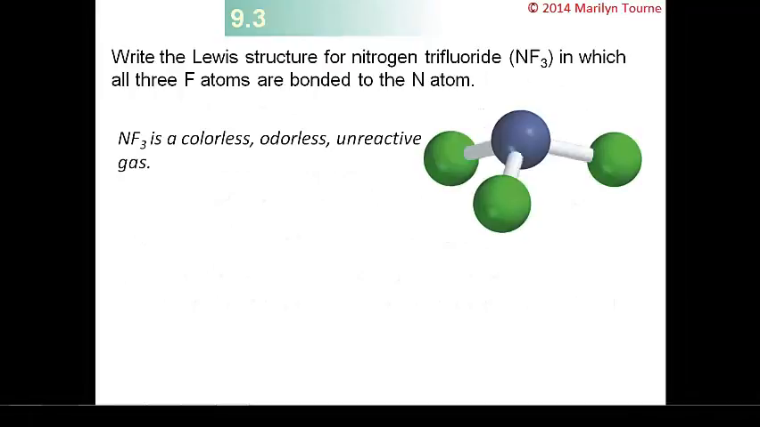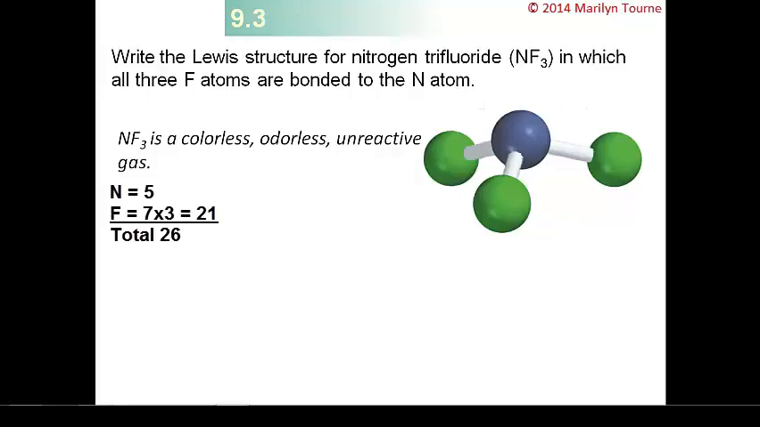This is problem 9.3 in your chapter, and it basically wants us to draw the Lewis structure for nitrogen trifluoride, NF3. First thing you do is you have to count how many valence electrons are involved in this compound. So nitrogen has 5 and fluorine has 7, but you have 3 fluorines. So 7 times 3 is 21. 21 plus the 5 of nitrogen makes a total of 26 valence electrons.